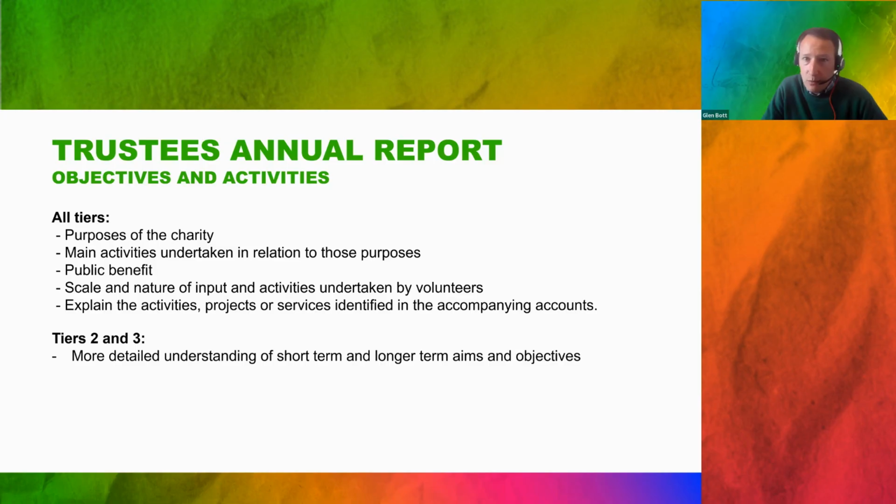For charities in England, Wales, and Northern Ireland, where they have the public benefit requirements, they need to include a statement ultimately confirming that they've had regard to the Charity Commission's guidance around public benefit and explaining how their activities then fulfill that public benefit requirement.